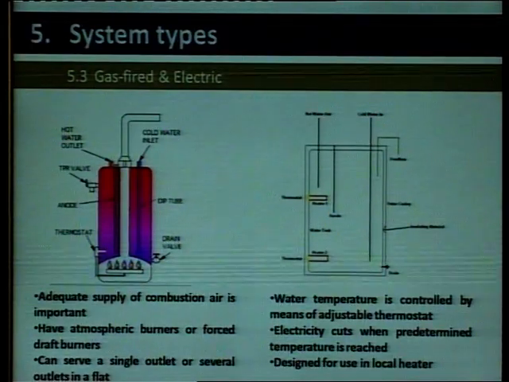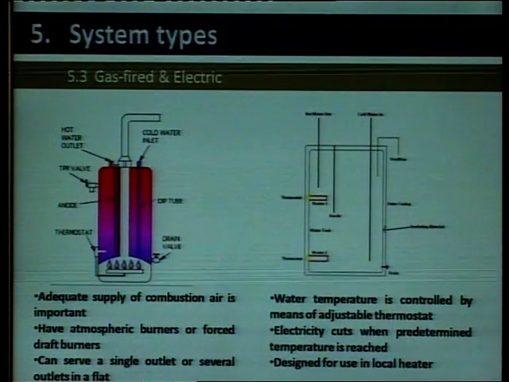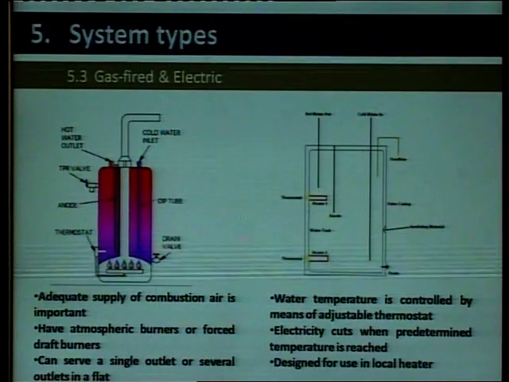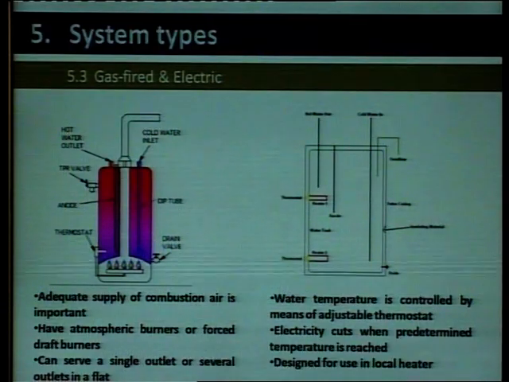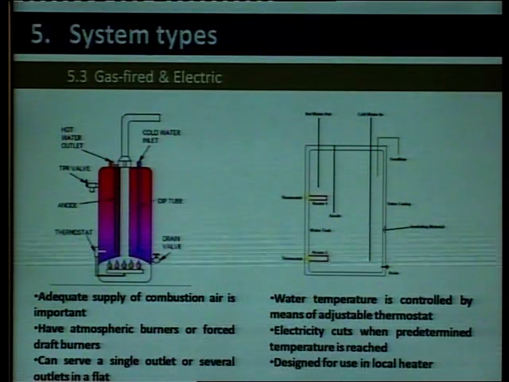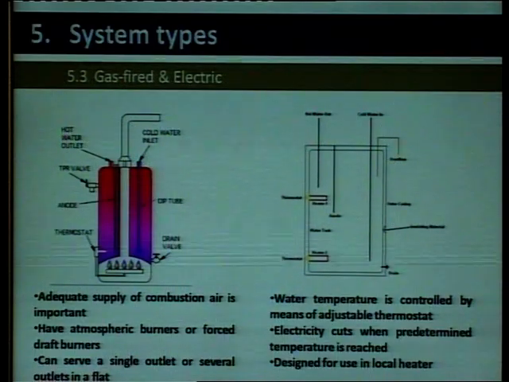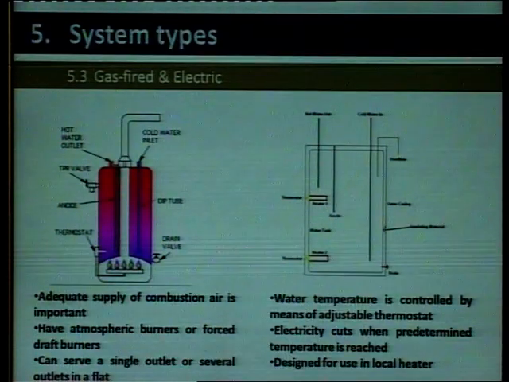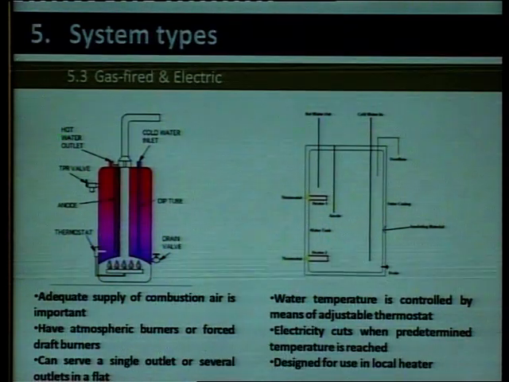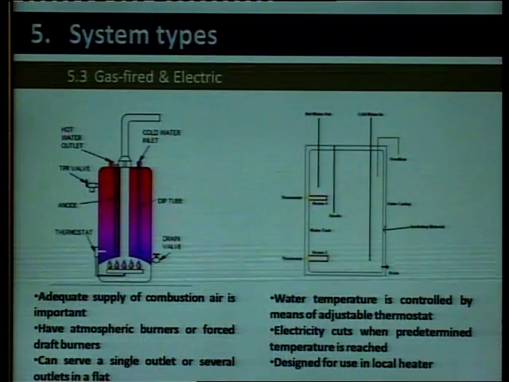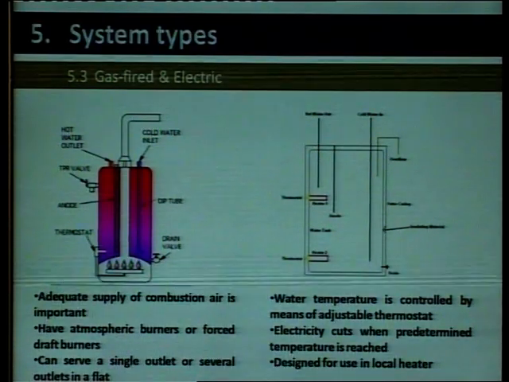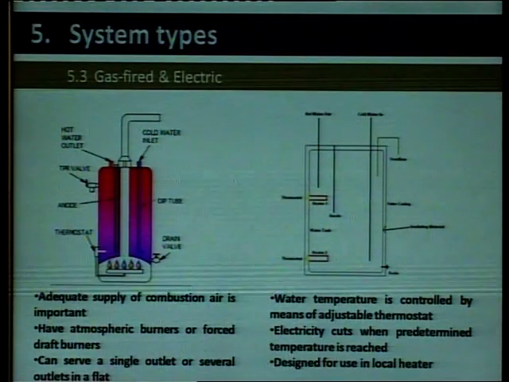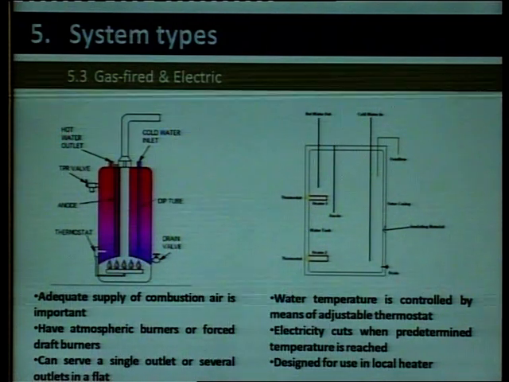So these are some details about the gas fired and electric system. You can notice in the visual on the left side, adequate supply of combustion air is important, because when you are trying to heat up the water, there is going to be a pressure also created, and there is going to be the combustion air. You will need air for burning the fuel, whatever fuel you are using. So it is very important.